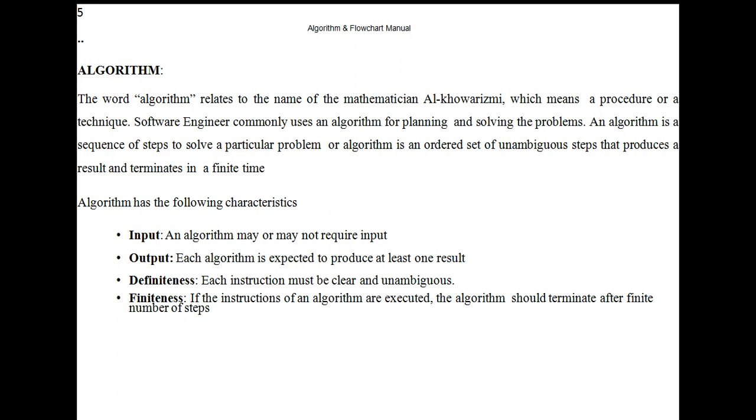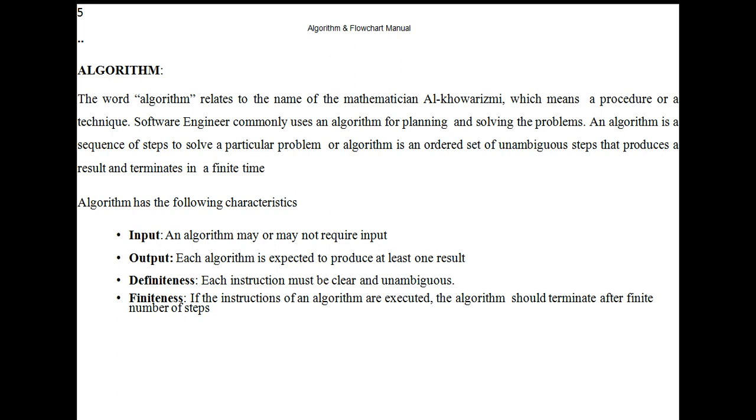Second, output. Each algorithm is expected to produce at least one result. Each and every algorithm that you have developed will finally produce at least one result. It may produce several results also, but it must produce at least one. For that purpose only, you have written this algorithm. It may not take input but may produce output, or it may take input and produce at least one output, or several results. These are the two characteristics.